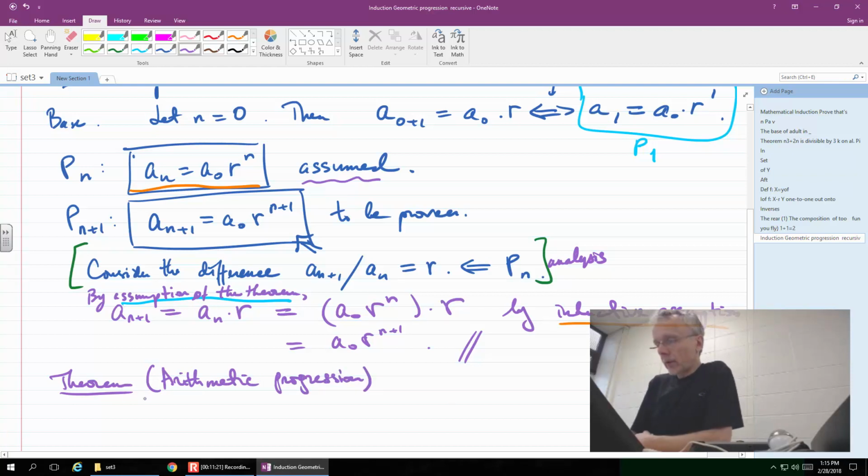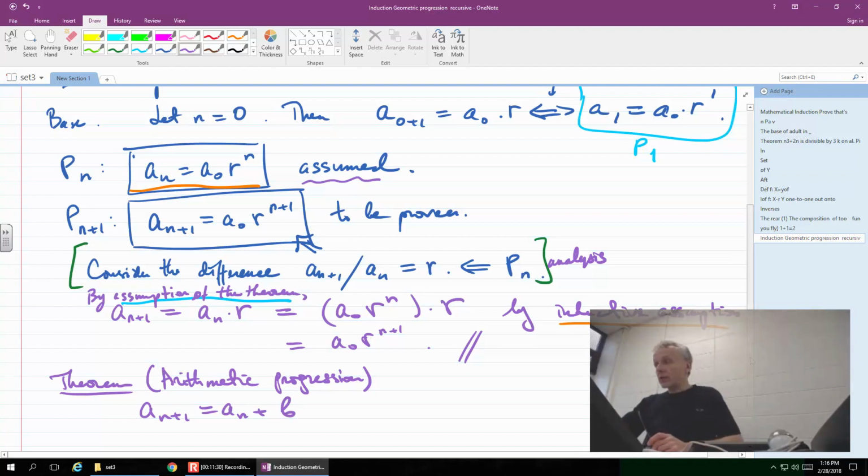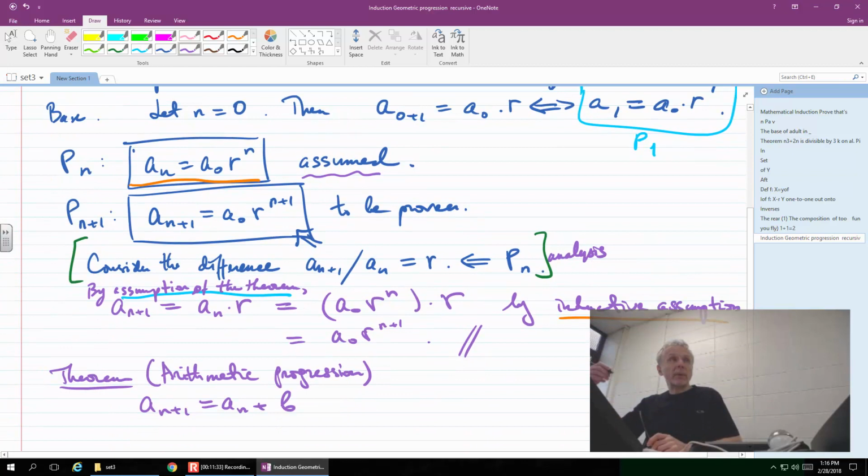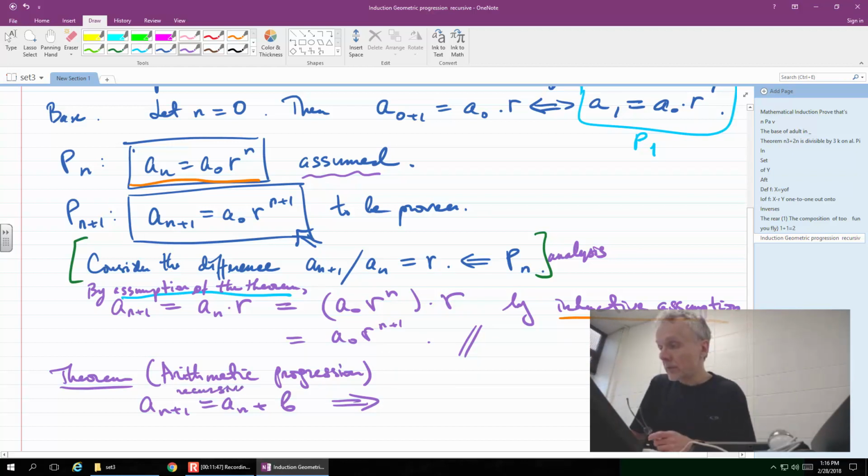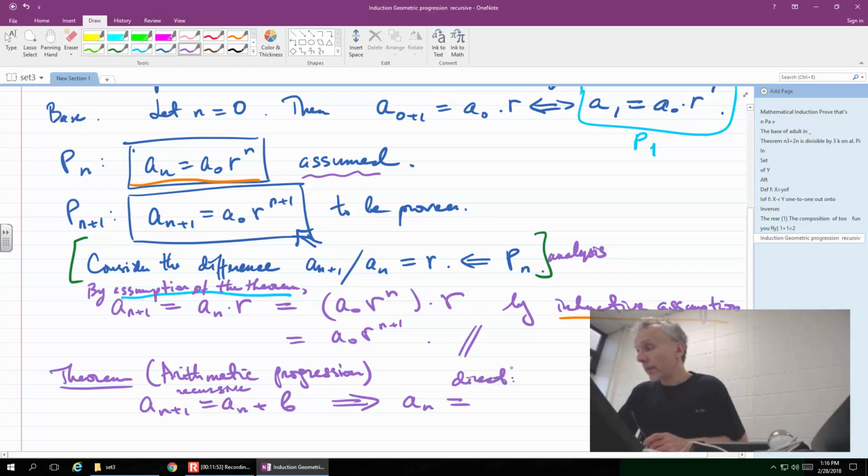Since we're talking about this, An plus 1 is equal to An plus b. That's the difference between geometric, which is based on multiplication, like compounded interest, and this, where you deposit a fixed amount of money into your account every time. So that's recursive once again, and there is an explicit formula. An is equal to, what's the direct formula? You need A naught, obviously. So say A naught is equal to 0. How about that?